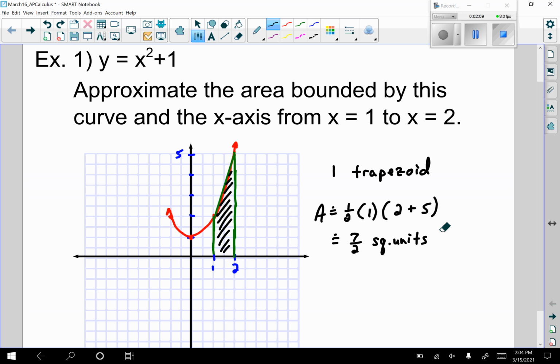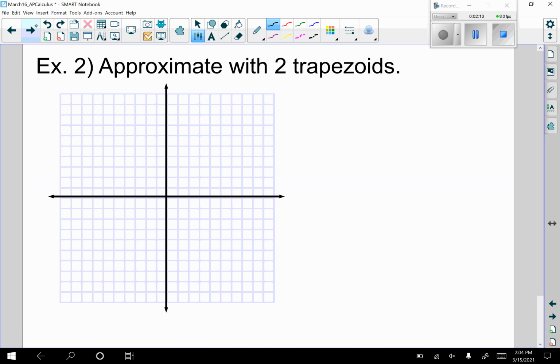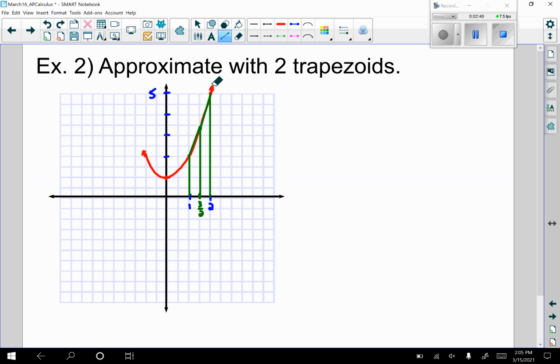Now let's do the same problem, but let's use two trapezoids. So that means I need a little subinterval in here. This will just be 3/2. So we're going to go up to that point on the graph, right about there. We'll figure out what that ordered pair is. We'll create two trapezoids here.